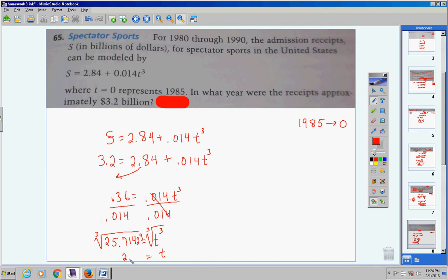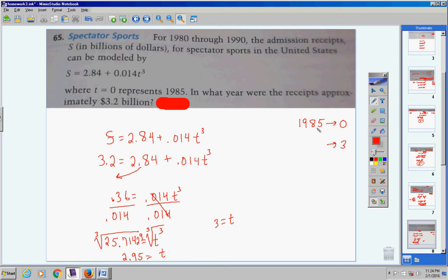2.95. No, hold it. That's not your answer. Look at your answer. The question is, in what year were the receipts approximately 3.2 billion? Now, we're at 2.95. I'm going to round that to 3. So t equals 3.